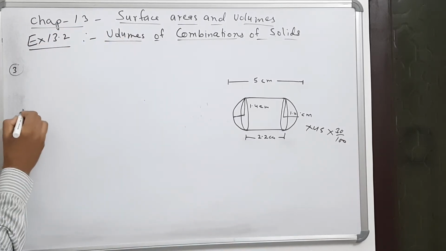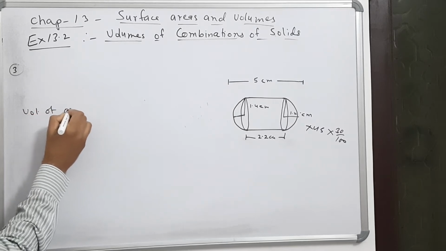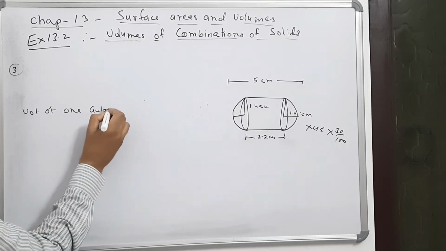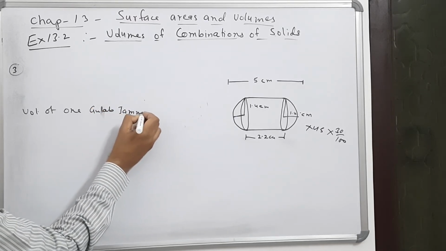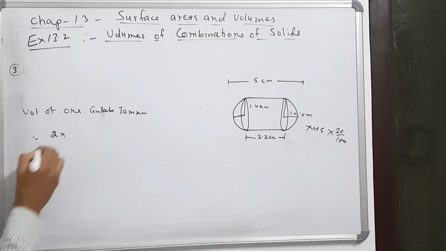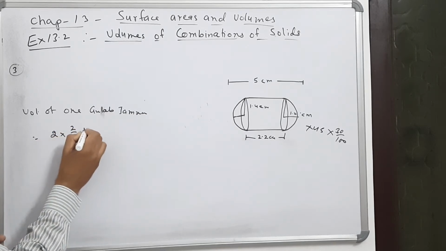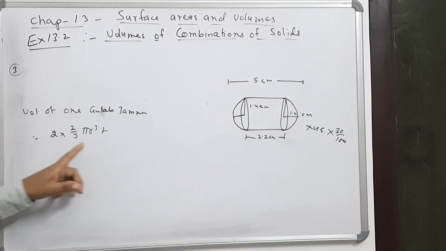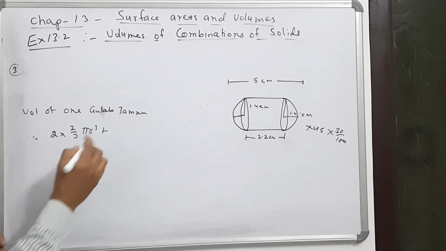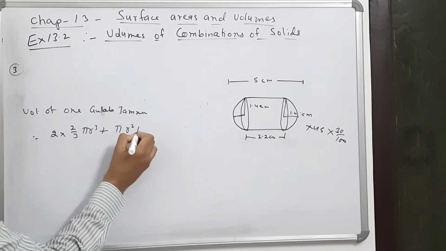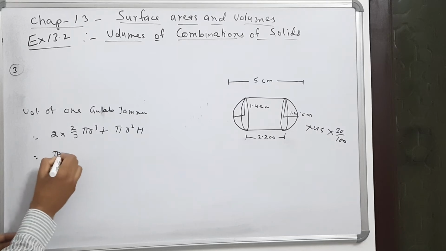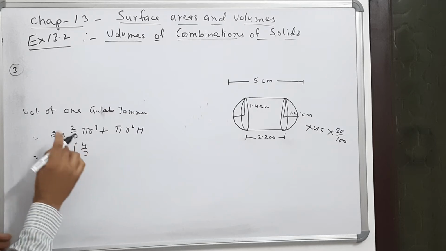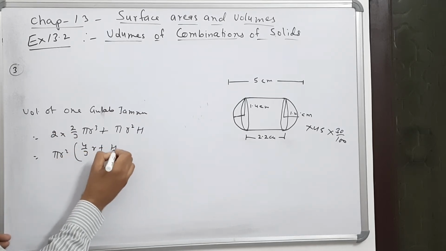So first of all, the volume of one gulab jamun. The volume of one gulab jamun is 2 into the volume of the hemispherical part, see, this is the maths here, 2 into the volume of the hemispherical part plus the volume of the cylindrical part. Now pi r square can be taken common, then it is 4 by 3 r plus h.